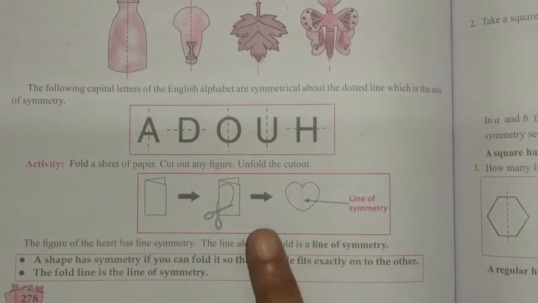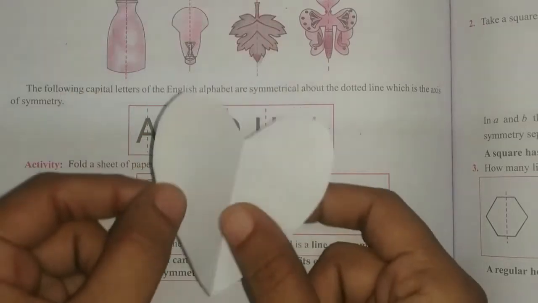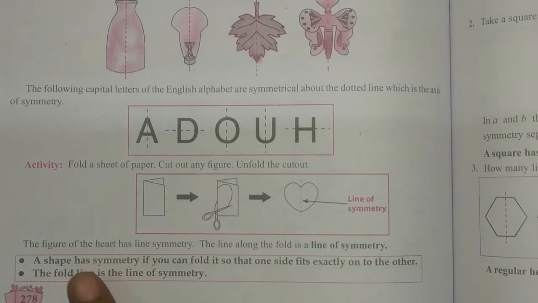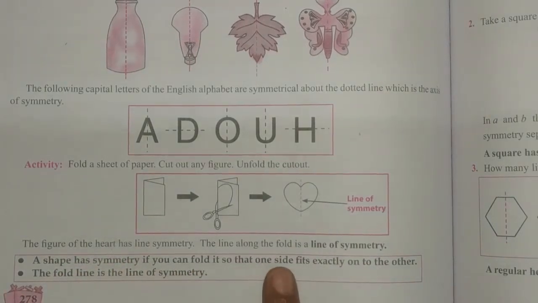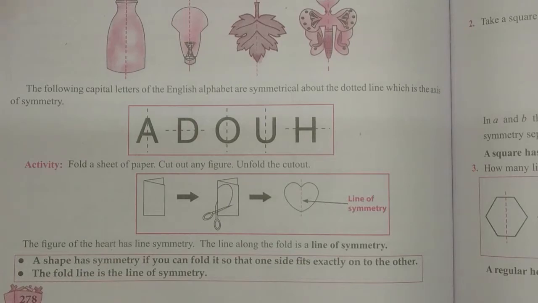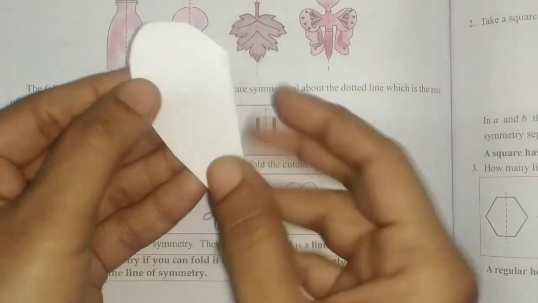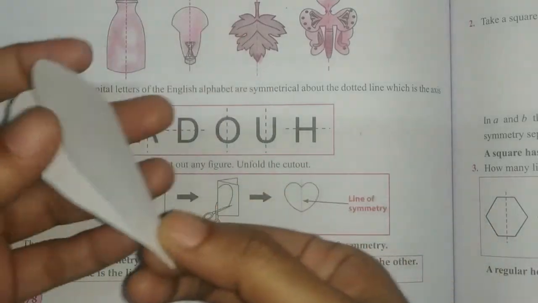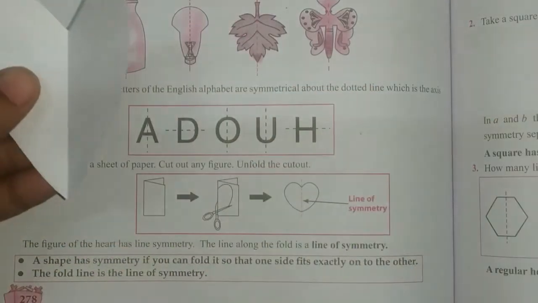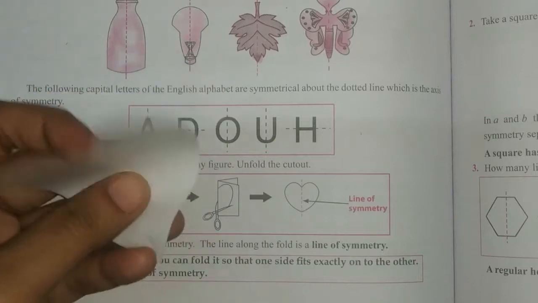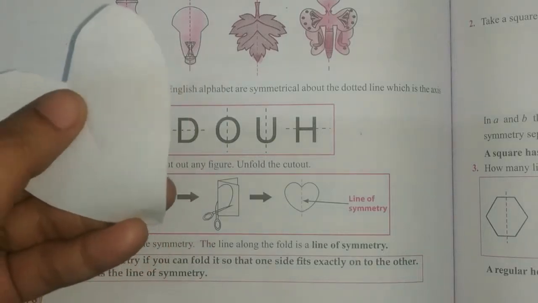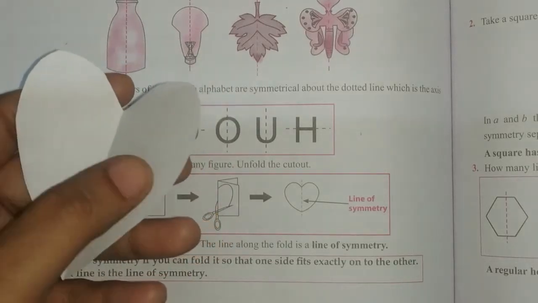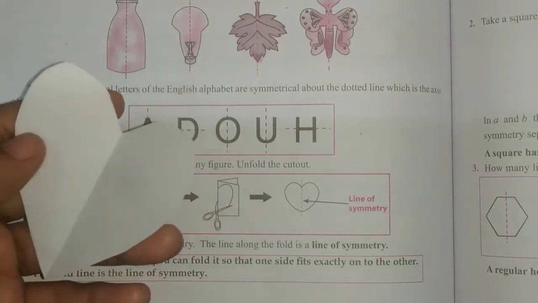So this is the activity we have performed here. A shape has symmetry if you fold it so that one side fits exactly onto the other, just like this heart shape. When you fold it, the two parts hide each other. And this folded dotted line is the line of symmetry, or you can call it a mirror line, or the axis of symmetry. These two halves of a symmetrical body are exactly the same shape and the same size.